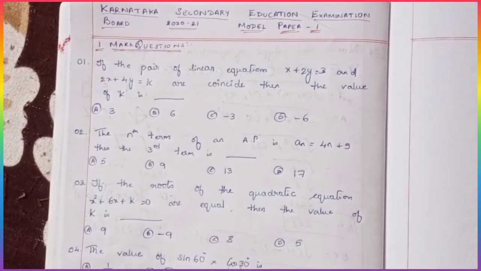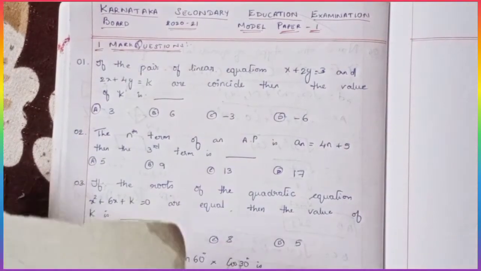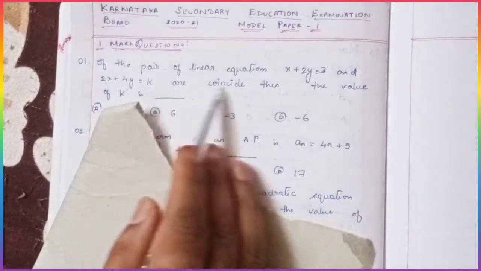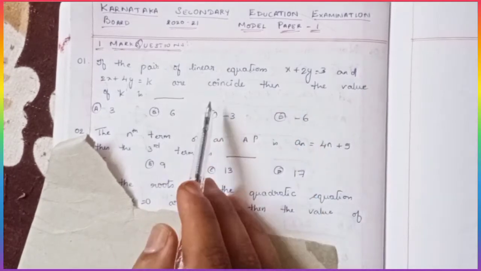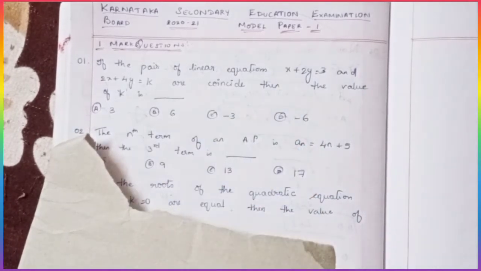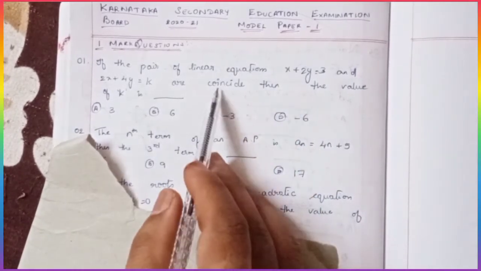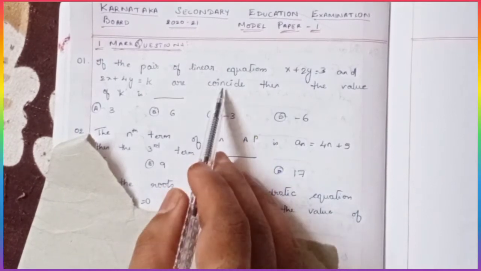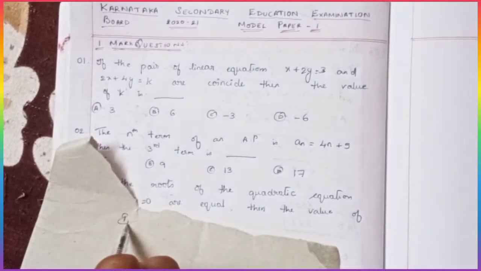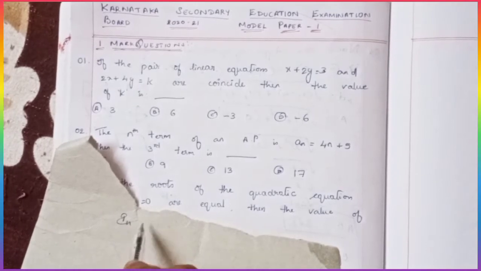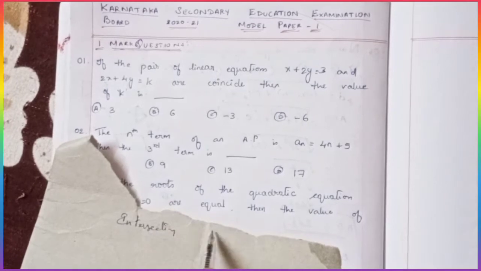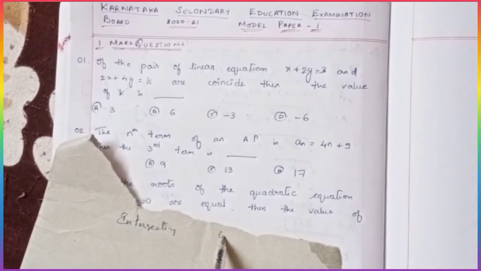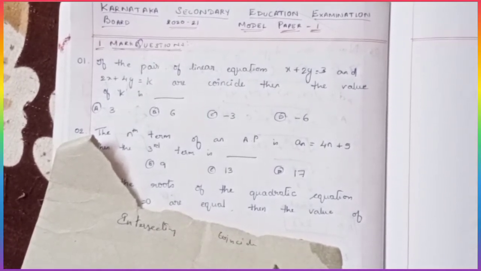So for the question, first you need to identify the unit of the question. Already the unit name is here itself, pair of linear equations, and they are saying that the two equations are coincident. What is the meaning of coincident? Whenever they provide one word which is called coincident, you need to know there are 3 words: one is intersecting, one is coincident, and the last one is parallel.